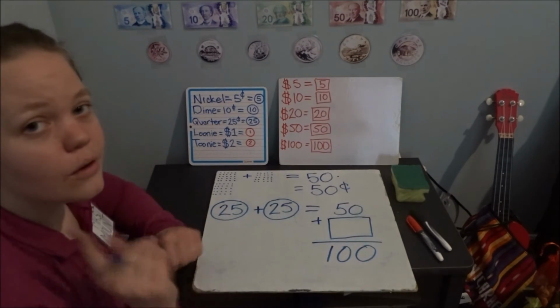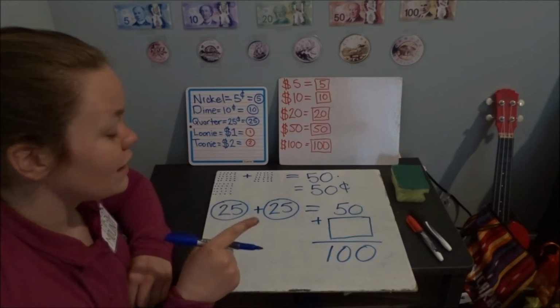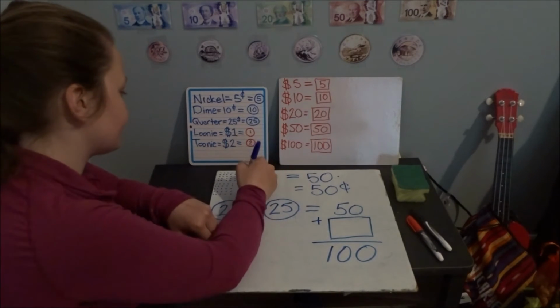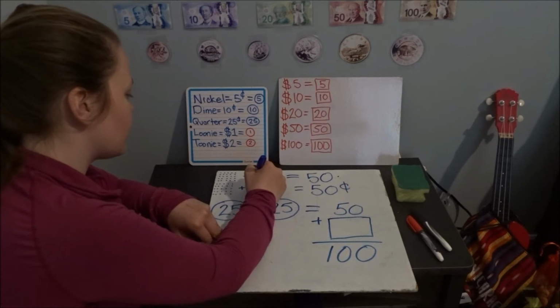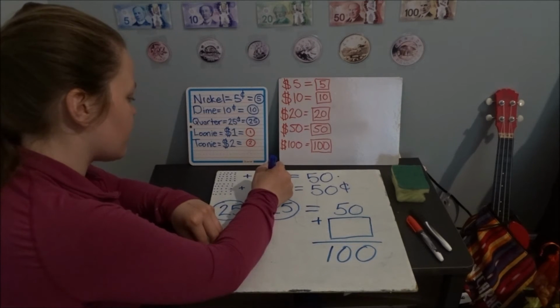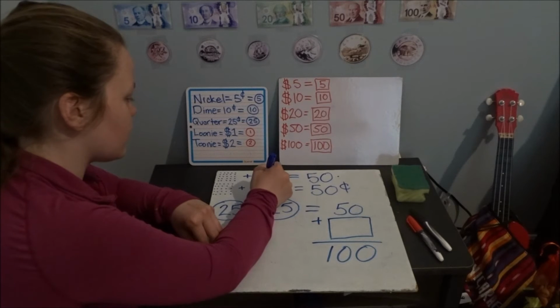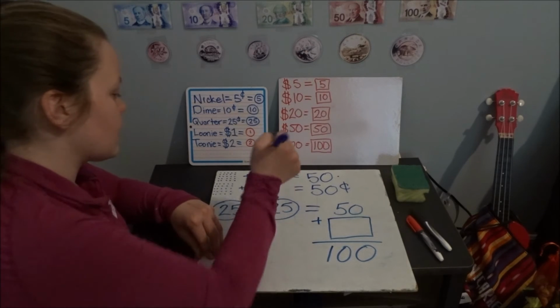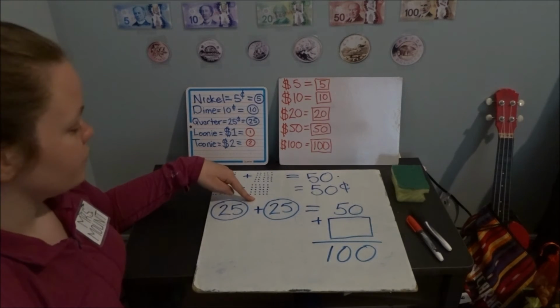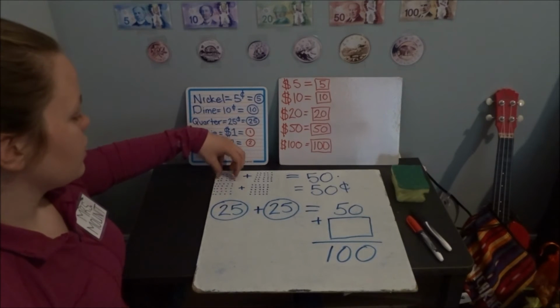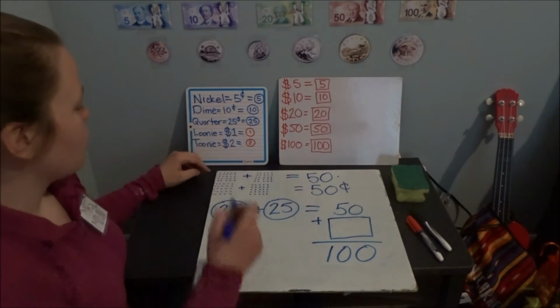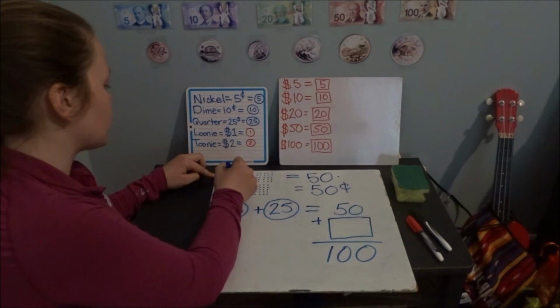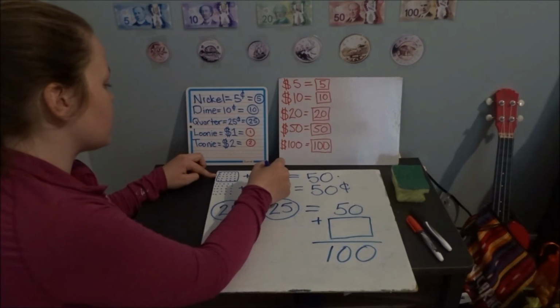Let's see if we add another quarter. So if we add another 25 cents, let's see if that'll be enough to equal 100. We're going to add some more. 1, 2, 3, up to 24, and 25. So we know that this clump and this clump and this clump, or if we wanted to draw pictures around it to make it easier, we can do that too.